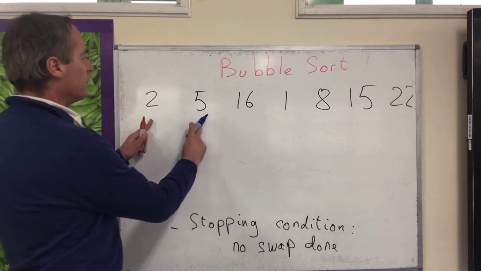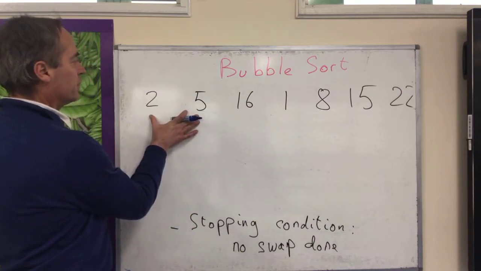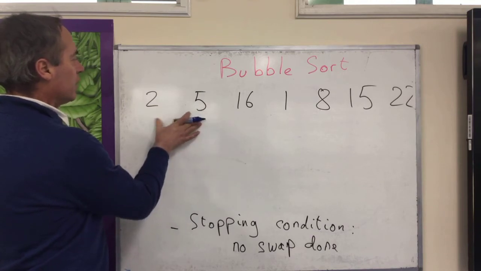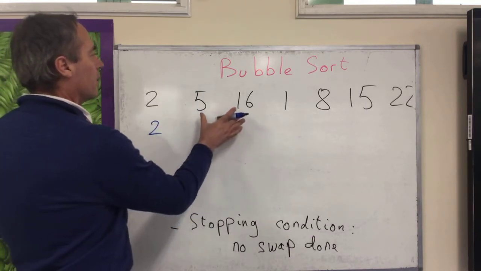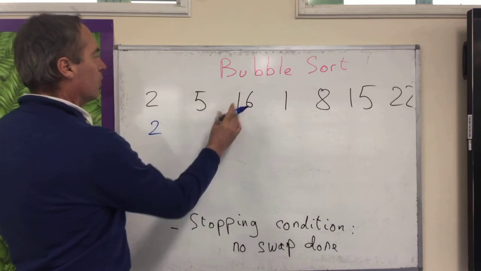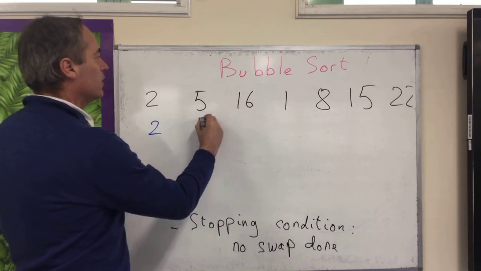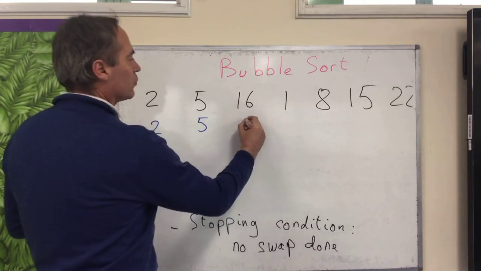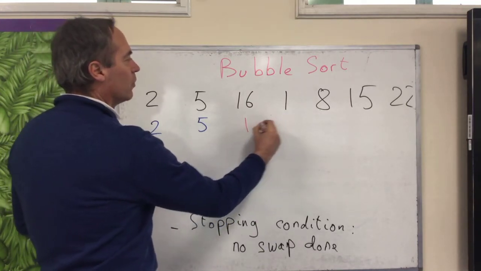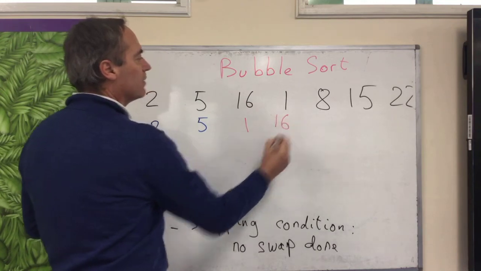2 and 5. So I'm starting with this first pair, 2 and 5. They're in the right order, no need to swap them. 5 and 16 are in the right order, no need to swap them, but 16 and 1, there needs to be a swap here. So whenever I do a swap, I write it in red.